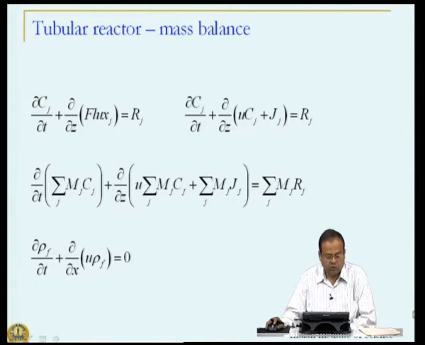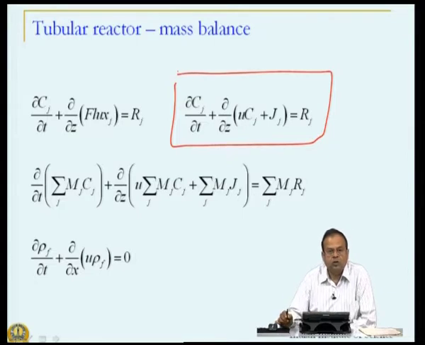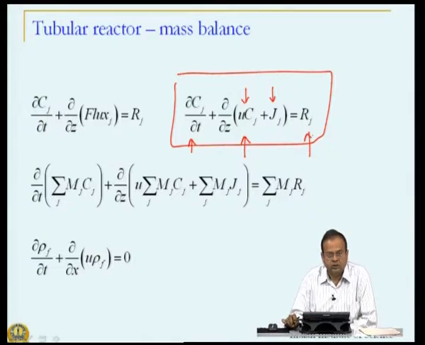So, starting with the tubular reactor and mass balance equations, we have this mass balance equation, and please note we are dealing with a homogeneous system. This term denotes accumulation, this denotes the fluxes, which are both convective as well as diffusive, and the rate of generation of this species. So, this is our mass balance equation for a tubular reactor.